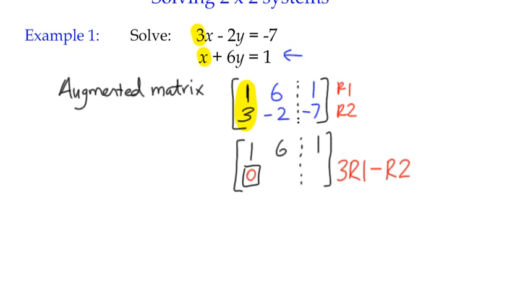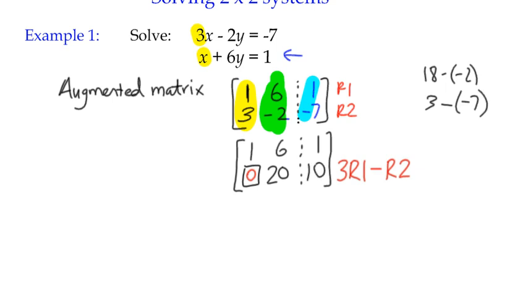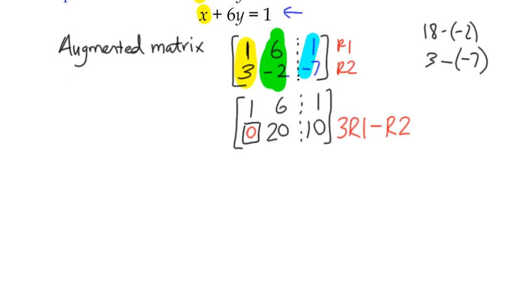So I have to do the same for this lot. So I do 3 times 6 is 18 minus negative 2. 18 minus negative 2 is 20. So this element here is going to be 20. And then I do the same for the constants. I do 3 times 1 is 3, subtract negative 7. Another double negative here, and that becomes 10. Write down the 3R1 minus R2 because you'll forget and you'll get it wrong. So always refer to that.